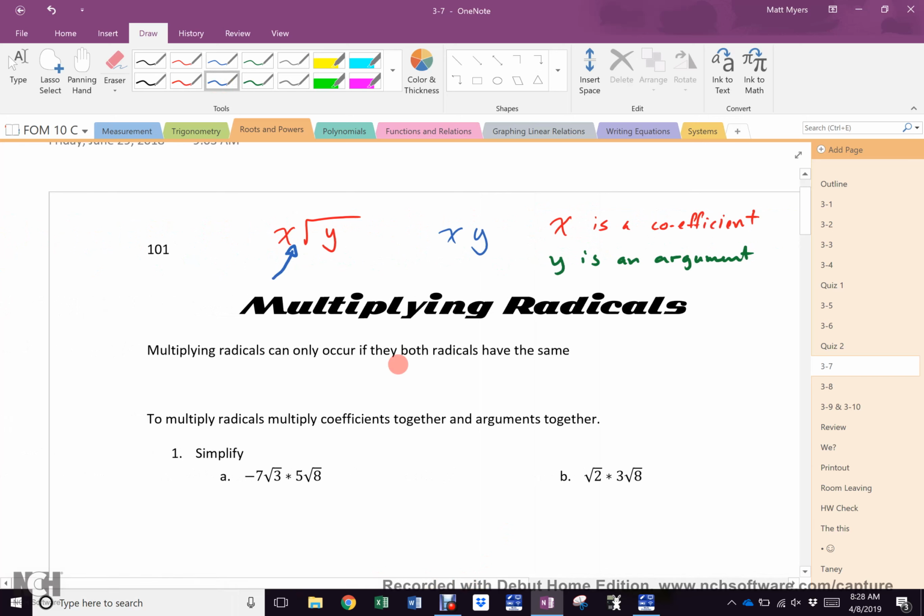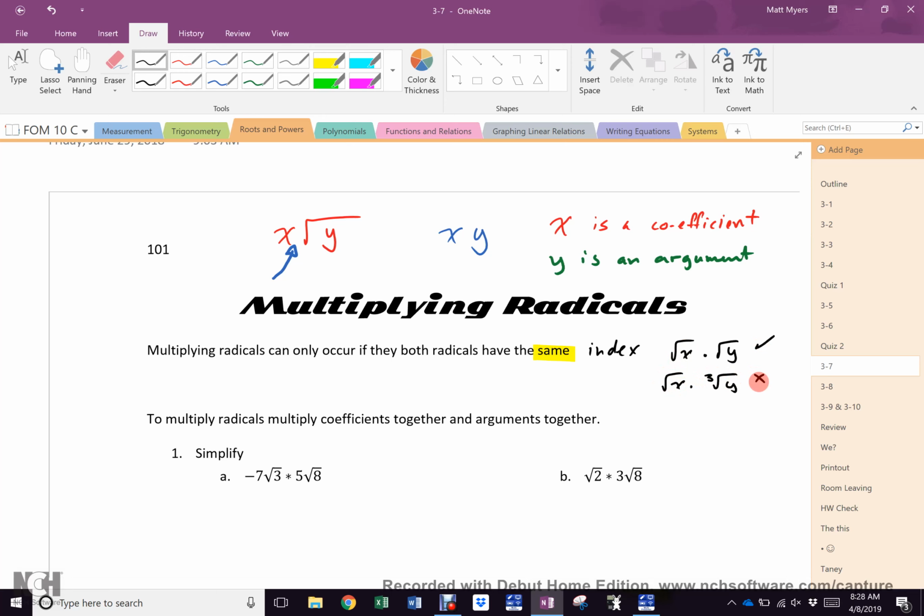We can multiply radicals, and this is very important. They have to have the same index. Much like we have to have the same base to multiply exponents, we have to have the same index here. So I can do square root of x times square root of y. That's okay. But I can't do square root of x times cube root of y. That's not okay. Everybody cool?